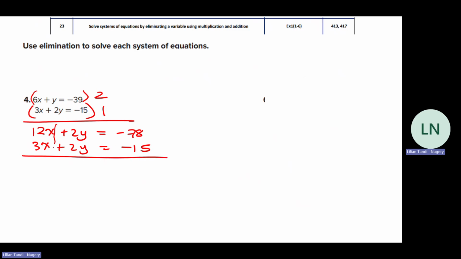And then you make your houses. Signs are the same. You minus. This becomes 12 minus 3 should be 9. 9x. This is 0. This, I don't know. I don't remember. Let me think. 78 plus 15. That should be something with the 3.